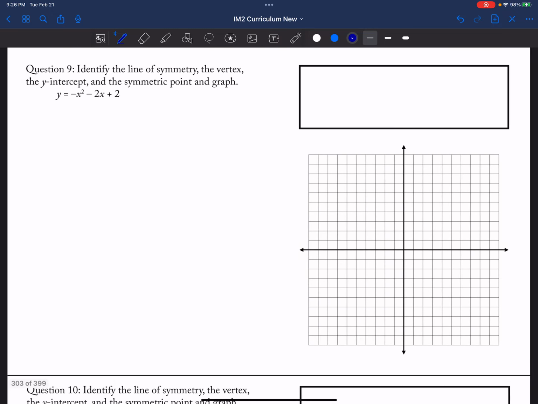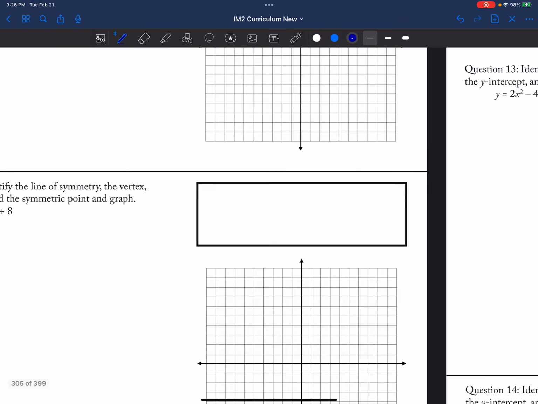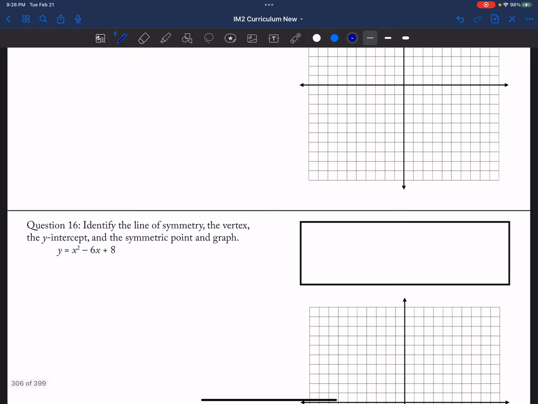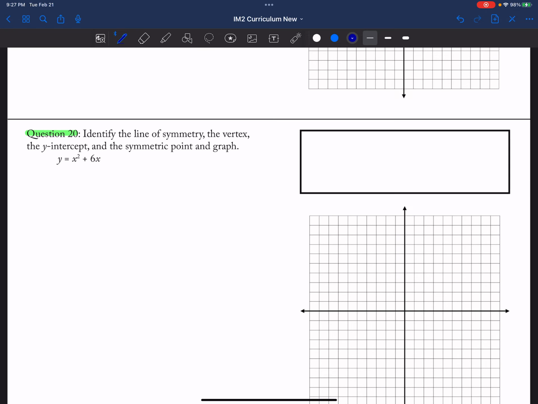I wanted 8. And then I think it's 19 and 20. Okay, so my axis of symmetry is x is equal to negative b over 2a. So that's negative 6 over 2, which is negative 3. So then I have negative 3 as my axis of symmetry.